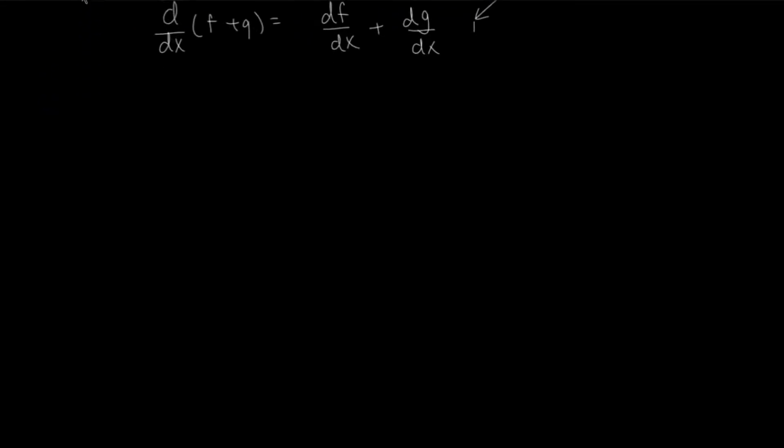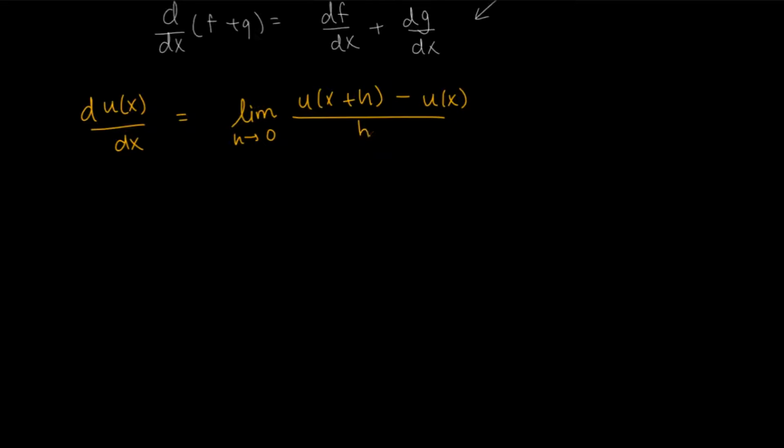So the only definition I'll use throughout these proofs is the basic definition of the derivative, and that is that the derivative of a function, let's say u of x, differentiated with respect to x, is equal to the limit as h, a really small increment over x, approaches 0 of u of x plus h minus u of x, all of this divided by h. And through this we can derive all the formulae.